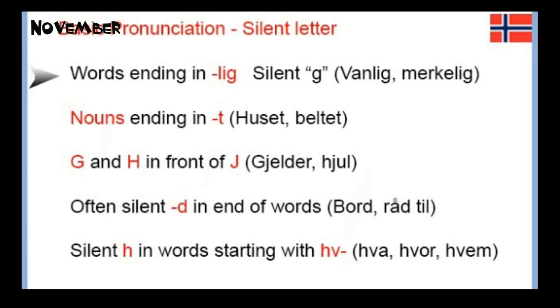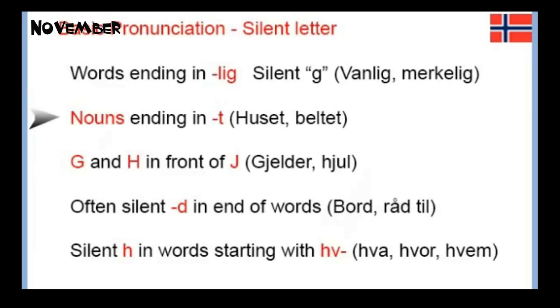One of the things that you will notice in Norwegian is that it often has a silent letter, particularly at the end of words, but not only at the end of words. In the first example here, words ending in ig have a silent G. But it is also silent in this combination even if it's not at the end of the word. For example, you see the words here in parentheses: vanlig, merkelig.